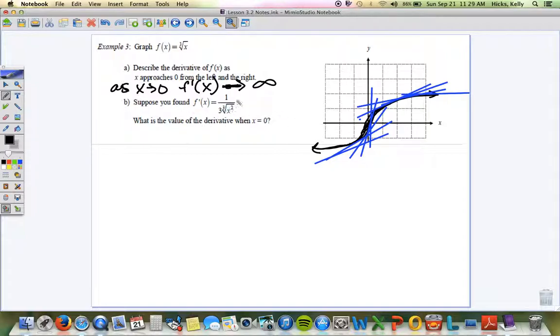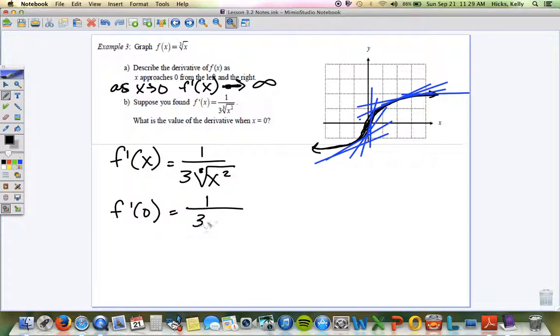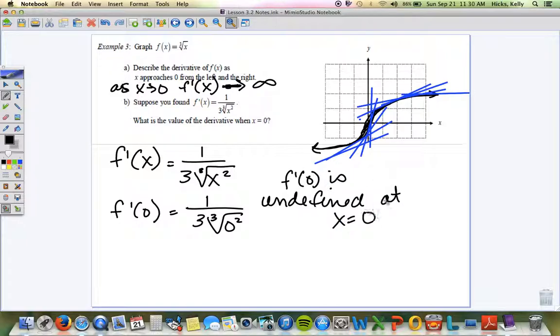Suppose you found f prime of x equals 1 over 3 times the cube root of x squared. Again, we will have a method for doing this very soon. But for now, we're just told the derivative is 1 over 3 times the cubed root of x squared. What is the value of the derivative when x equals 0? Well, once again, we have 0 in the denominator. So it is an undefined derivative. F prime of 0 is undefined at x equals 0. And that's because we have a vertical tangent line.